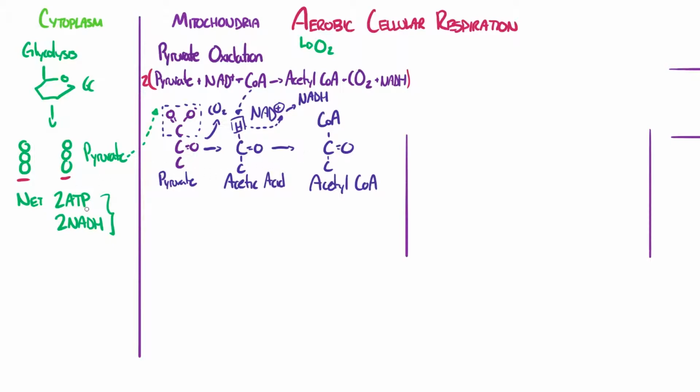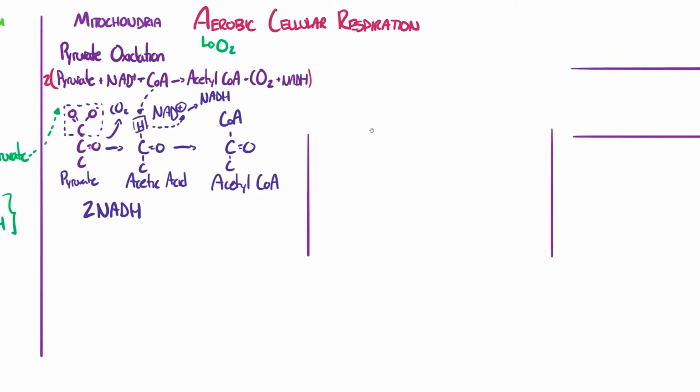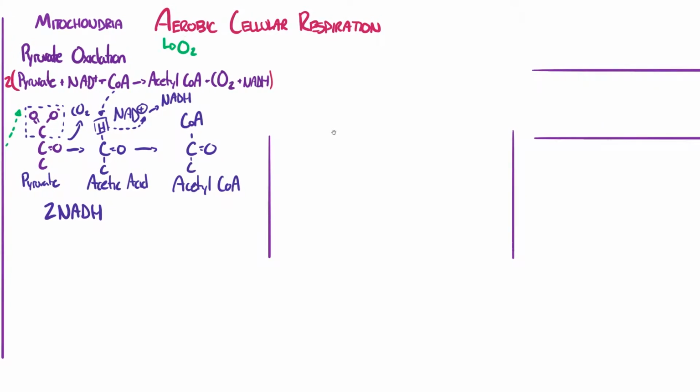You'll notice that there's no energy per se being produced here. We don't have any ATP being produced. We do have decarboxylation occurring, the removal of a carbon dioxide group, and we have the formation of NADH. So if we wrote it at the bottom, we'll say we had 2 NADH made during pyruvate oxidation.